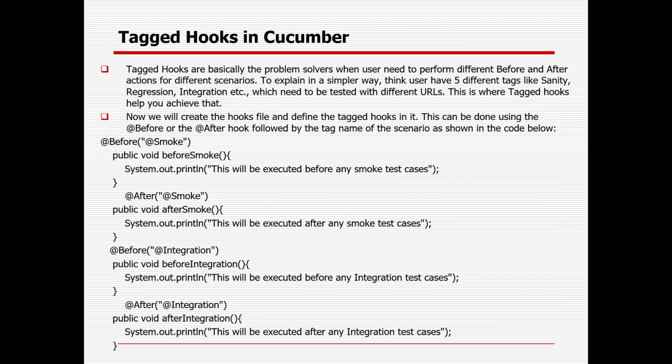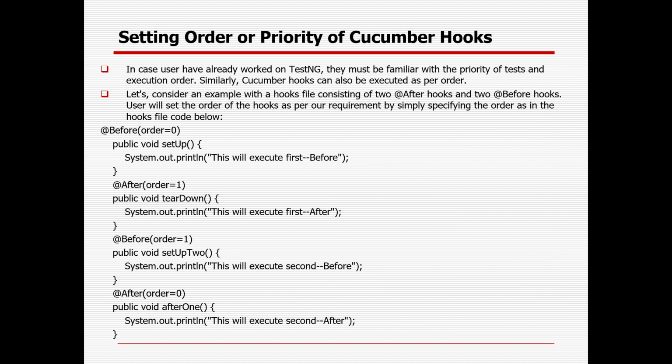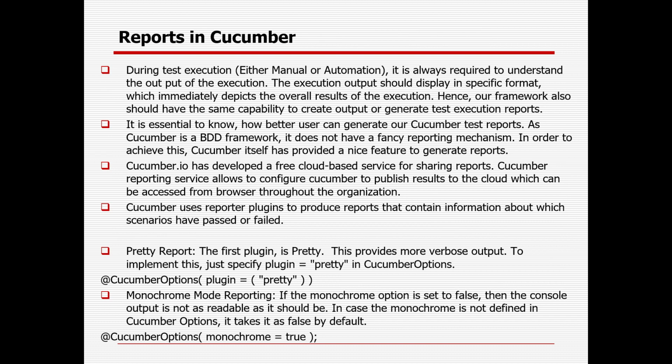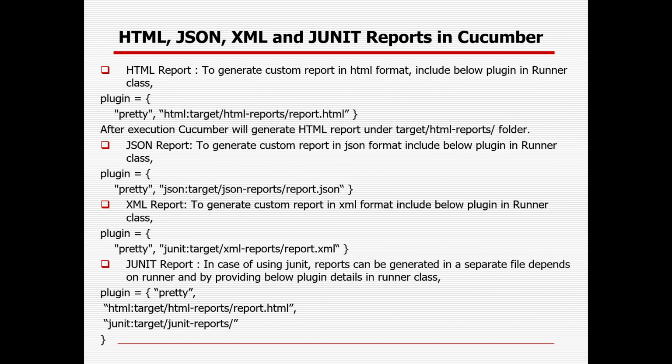Hooks are nothing but the precondition and postcondition in a generic way. You can use the hook, and you can also go with tagged hooks, which will be mapped with the tag. In case you have multiple hooks, you can set the priority of the hooks. For the before hook, execution goes from 0 to 1, and for the after hook it goes from higher to lower, right?